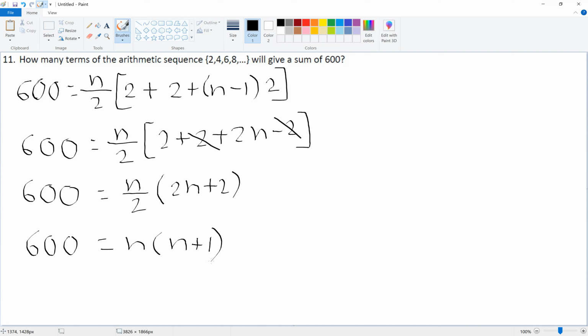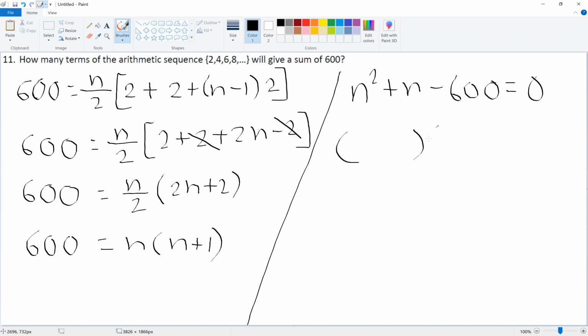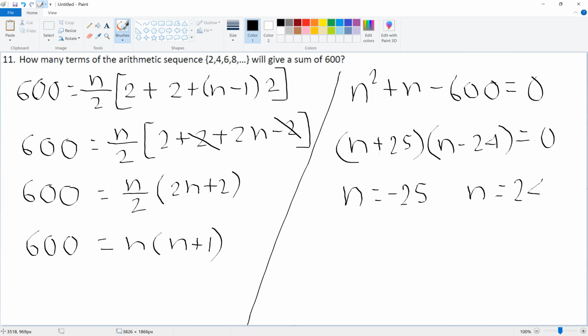And then what I did is I turned it into a quadratic. So it's 0 equals n squared plus n minus 600. And then if you do that, you can do n plus 25 and then n minus 24, which would make the answers n equals negative 25, which wouldn't work, and 24. So the answer is 24. Anika, do you understand those 2 questions? Yeah, I got it, I think.